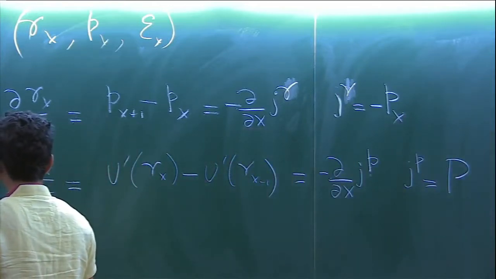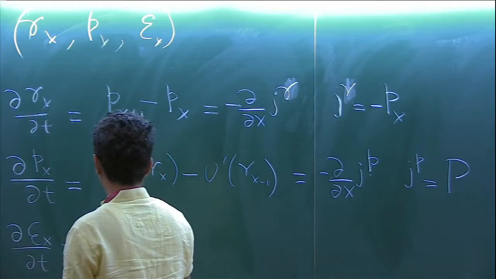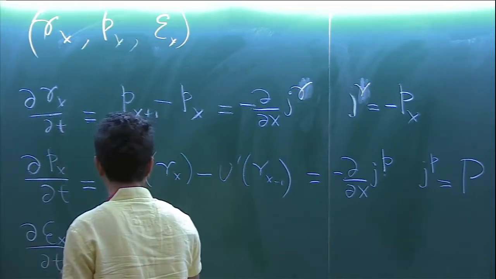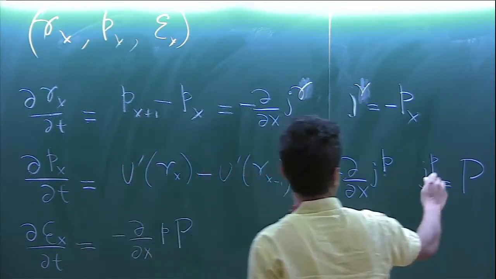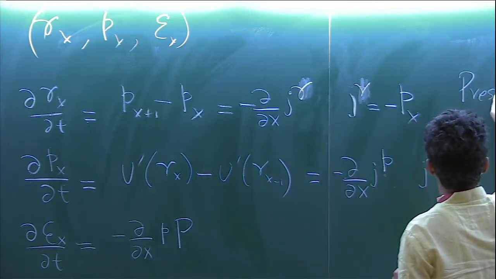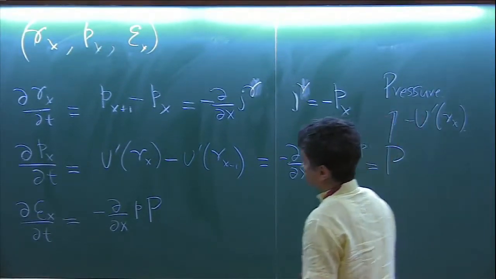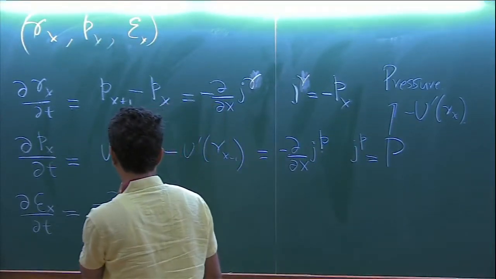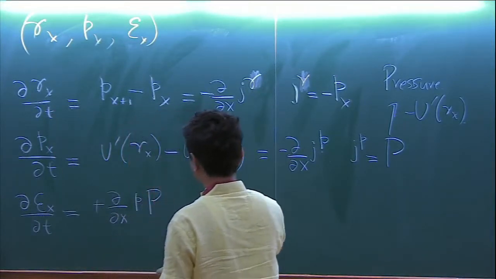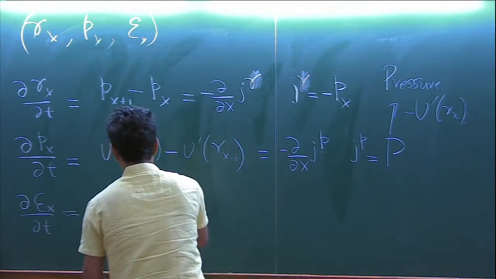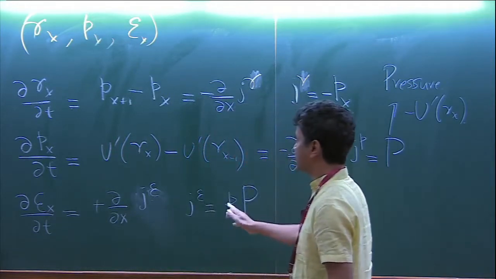And then finally, energy, this we already worked out before. If you look back at what we had, you can write this as del del x of P into p, where capital P is pressure. I'm not sure of the sign, maybe plus. So these are the three, and this one I'll call JE, momentum times pressure.